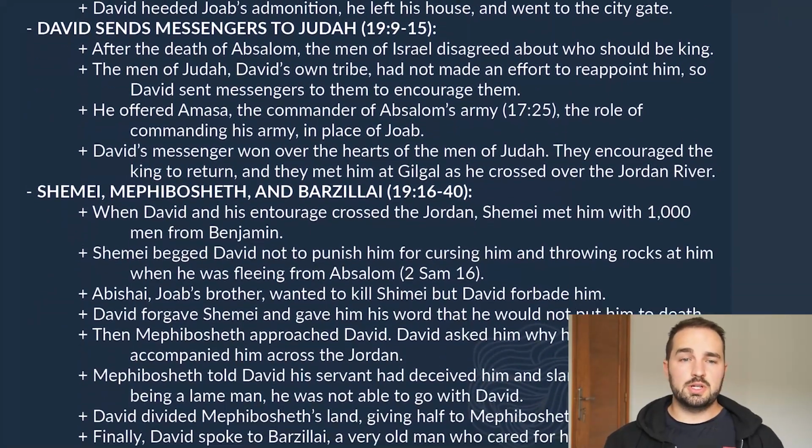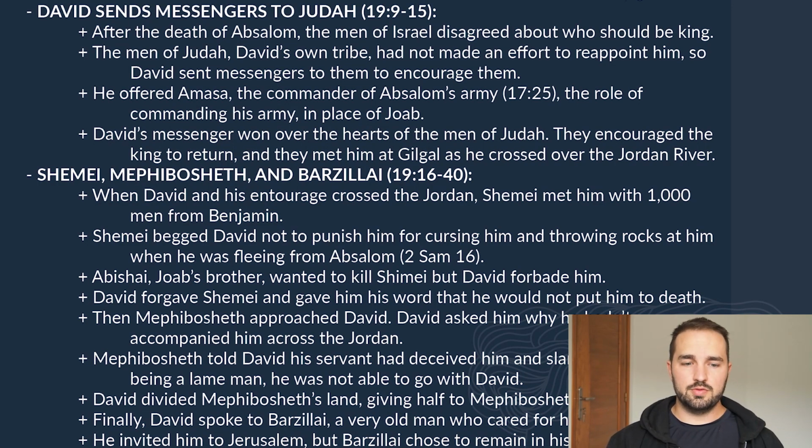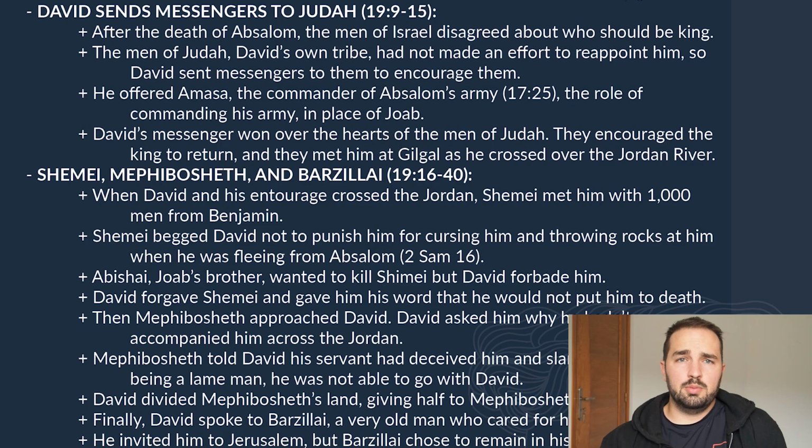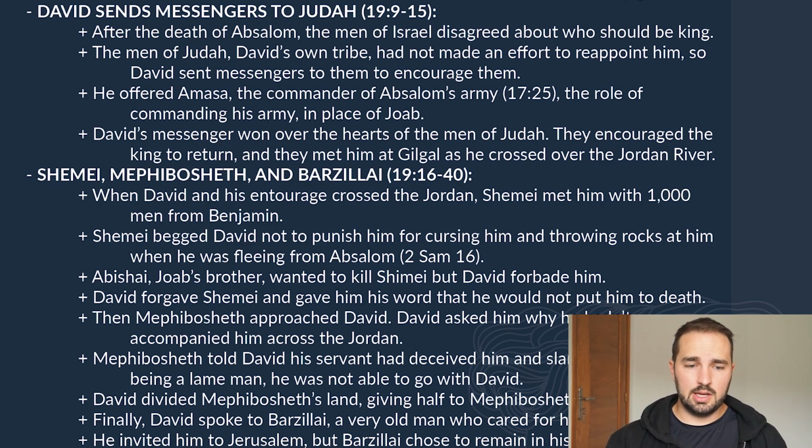Section number 2 now, verses 9 through 15, David sends messengers to the men of Judah. So after Absalom was dead, the people of Israel disagreed about who they should appoint to be king. The men of Judah, who were David's own people, his own tribe, they hadn't really shown any speed or haste in calling David back over the Jordan River to be reappointed as king, maybe because many of them participated in Absalom's rebellion. Well, David sent messengers to them to encourage them, and he offered Amasa, who had been Absalom's commander, the job of being commander in his army in place of Joab. I guess David was still pretty mad at Joab.